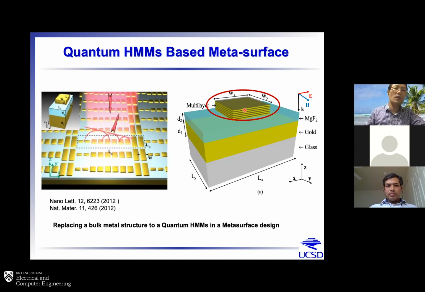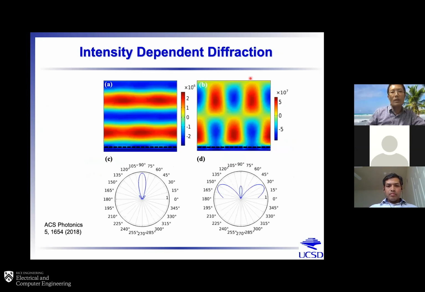Okay, and then we can design this type of thing so that, for example, when your power is very, very low, the metal surface is almost like a reflection mirror, and when your power is high, this will become like a diffraction grating.